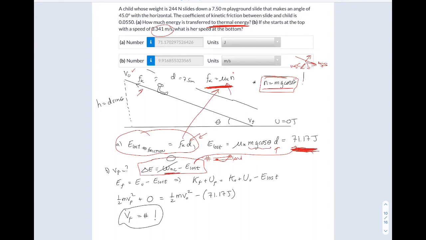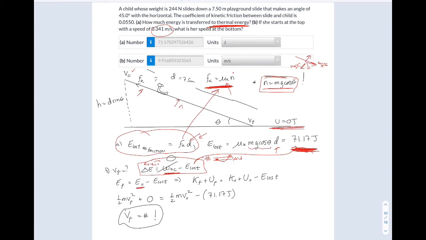This term is the work done by non-conservative forces. Remember, you have the normal force, but it's perpendicular to the displacement, so the normal force does no work. So there are no non-conservative forces that do work, and that's 0. Remember, delta E is final minus initial, so I brought the E initial over, to make it look like that.